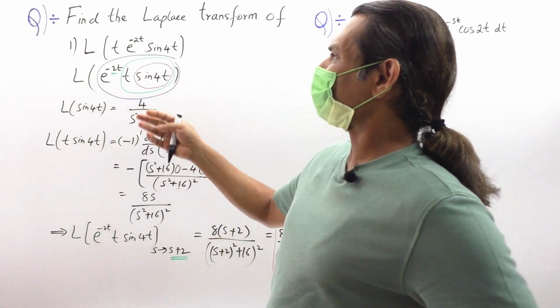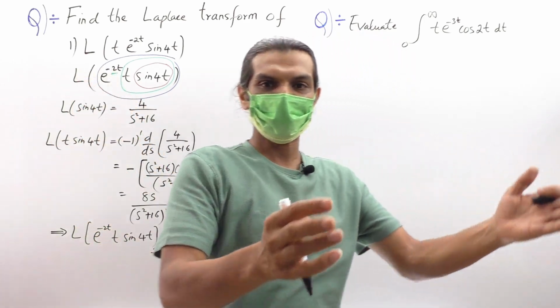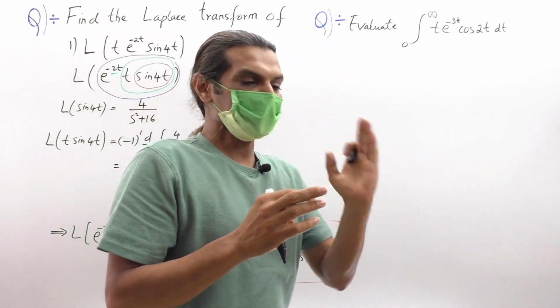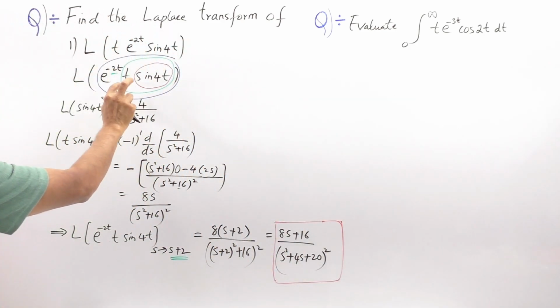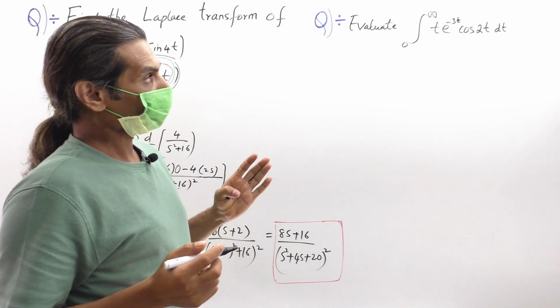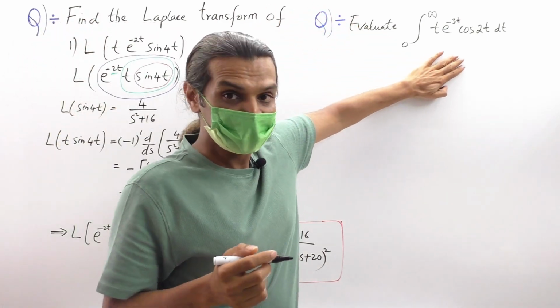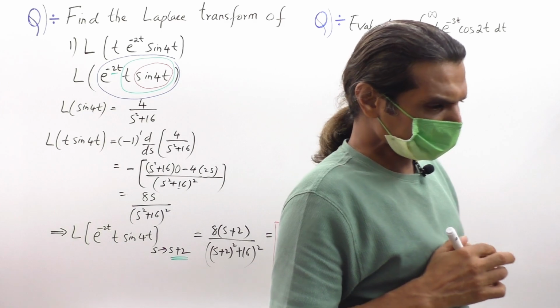It can be t into e raised to 4t cos 3t. So same way, first take always e first, then start solving according to property. Okay, here sine 4t, property 2 and property 1. That's it, as simple as that. Now there is one more question here, see. Again here, this is also an easy question only, but a little confusing.